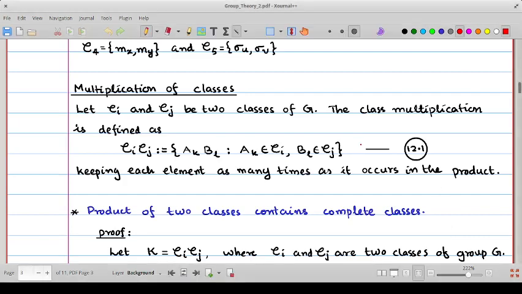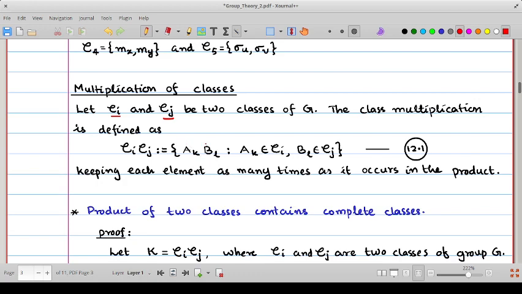Multiplication of conjugacy classes. Let Ci and Cj be two classes of a group G. Then the class multiplication is defined as the product Ci Cj equal to the set of elements of the type AK times BL, where AK are elements of the class Ci and BL are elements of the class Cj. And in this set, we keep each element as many times as it occurs in the product.